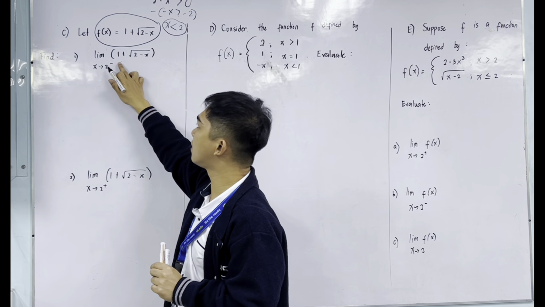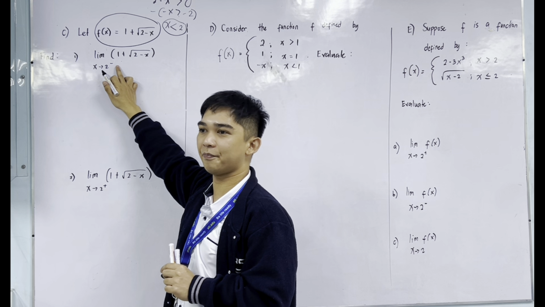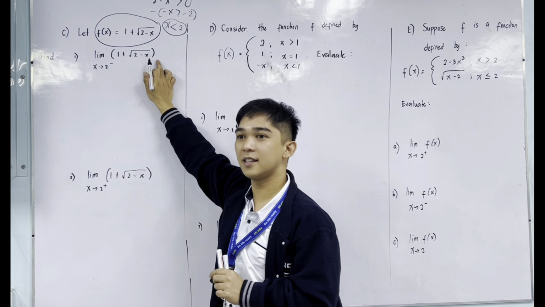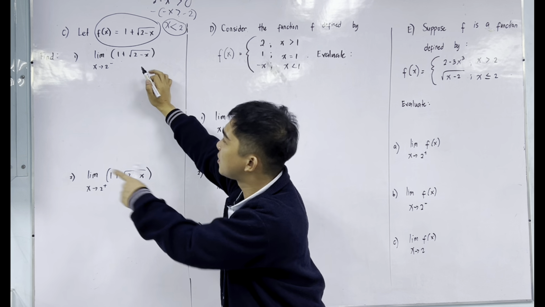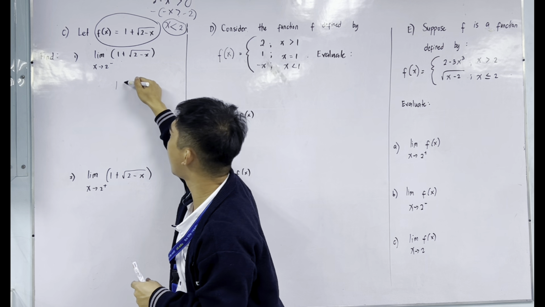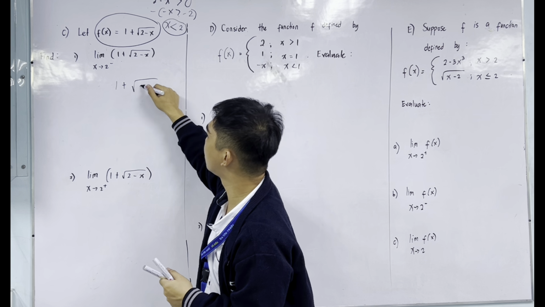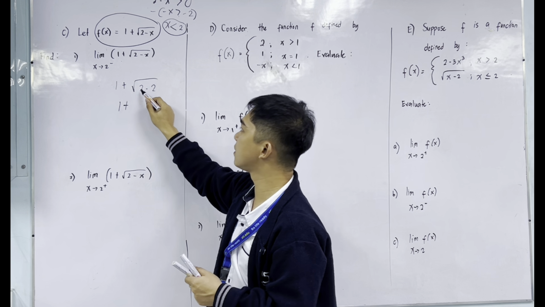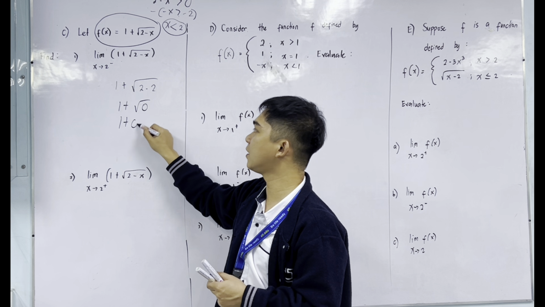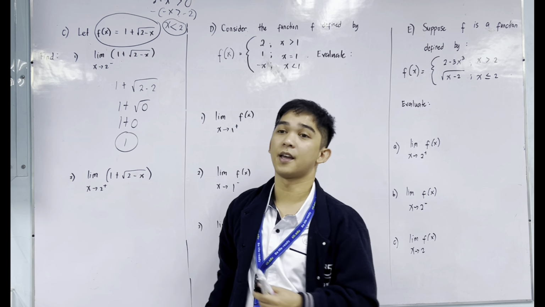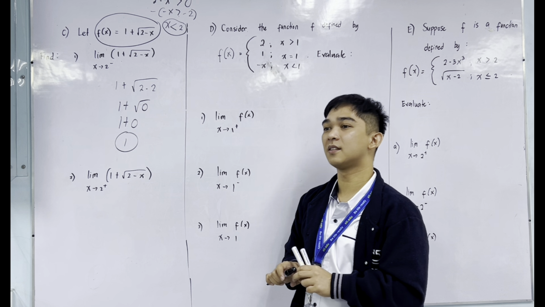Now, find the limit of 1 plus square root of 2 minus x as x approaches 2 from the left. Gagawin natin. Substitute natin agad. So, magiging 1 plus square root of 2 minus 2. 1 plus square root of 2 minus 2? Square root of 0. So 1 plus 0, therefore this is 1. Yun na. Mabalik lang sa substitution.